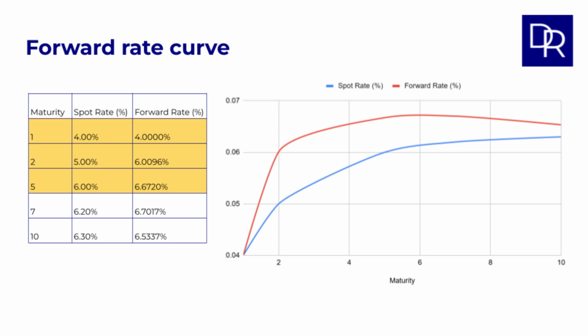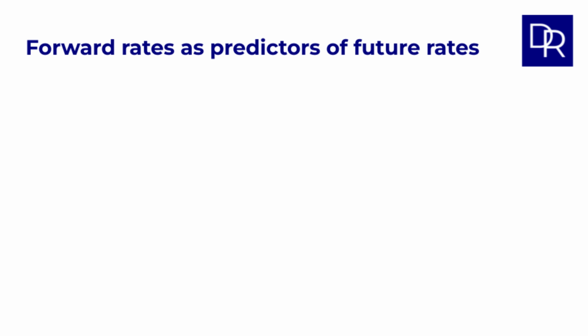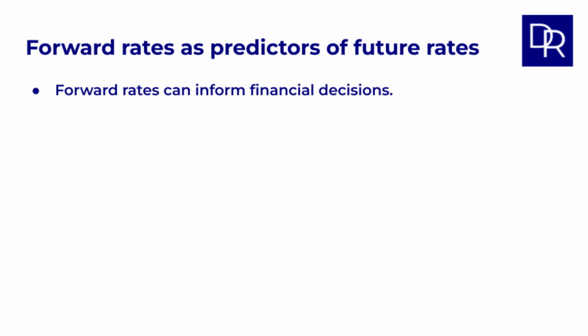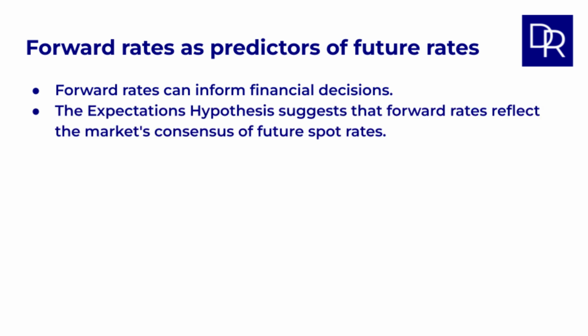I've extended the table and graph out to 10 years. Details for this are in the attached spreadsheet. Now, why are these market implied forward rates useful in finance? While their precise value is dictated by the no arbitrage condition from current market prices, they are often interpreted in ways that can inform financial decisions. One common hypothesis, known as the expectations hypothesis, suggests that these market implied forward rates reflect the market's consensus expectation of what future spot rates will actually be.